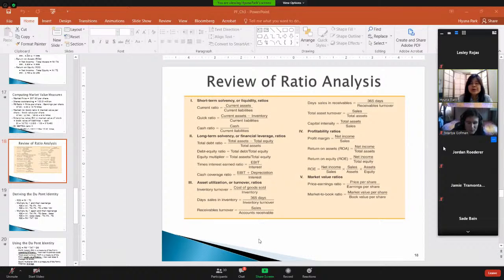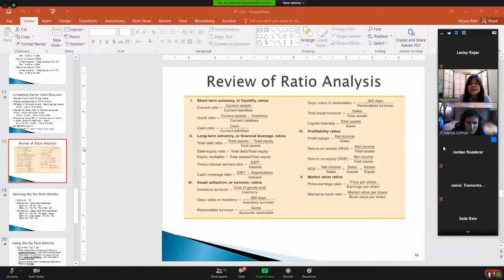So in this chapter 3, you learn the ratio analysis. So how many different categories of ratios you learned? There are 5 categories. So in each of the 5 categories, there are different ratios. So these ratios have different purposes.